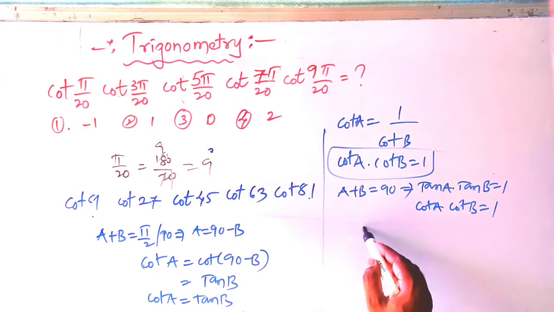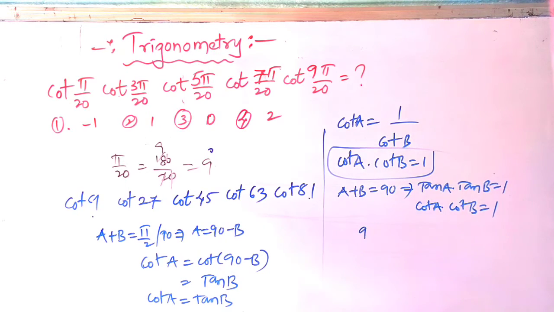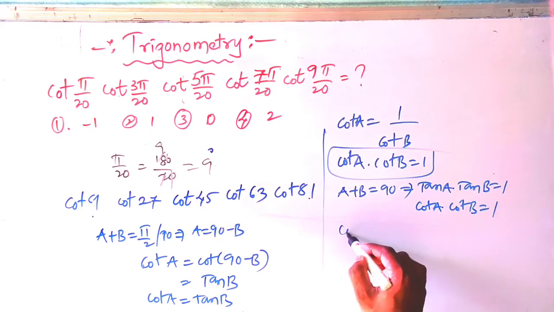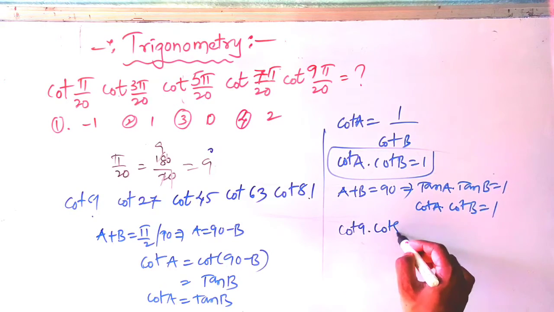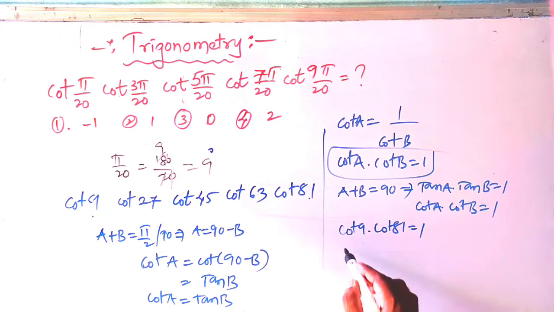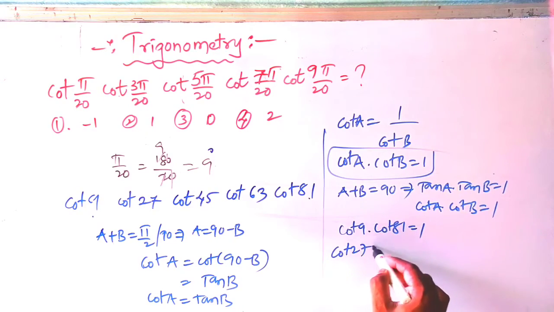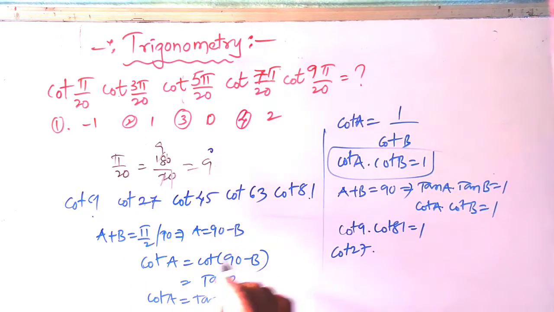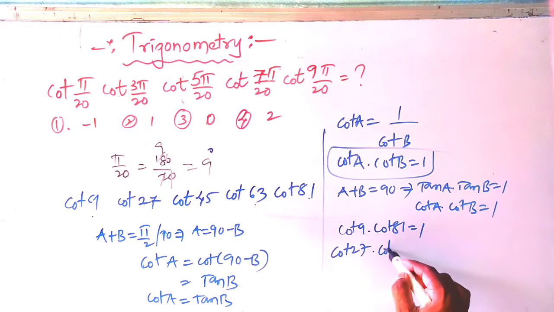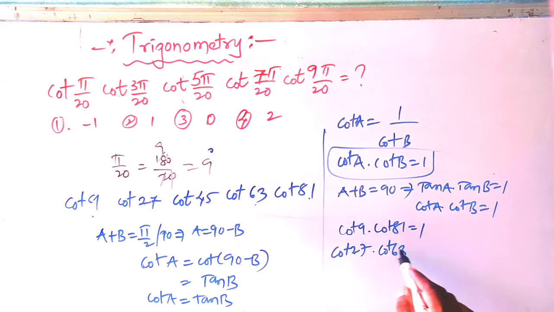So 9 plus 81 degrees is equal to 90 degrees. That's why here cot 9 into cot 81 is equal to 1. Next, cot 27 into cot 63. 27 plus 63 is also 90 degrees. So that is nothing but 1.